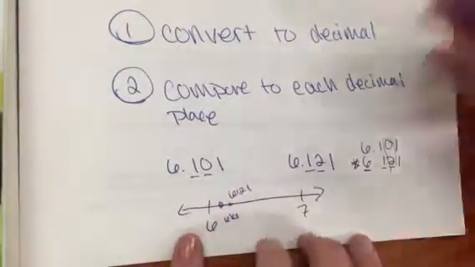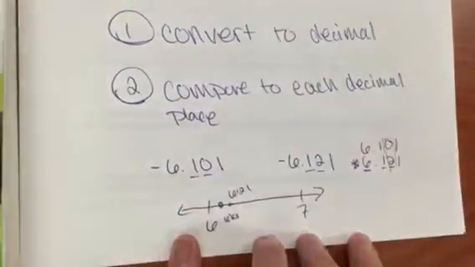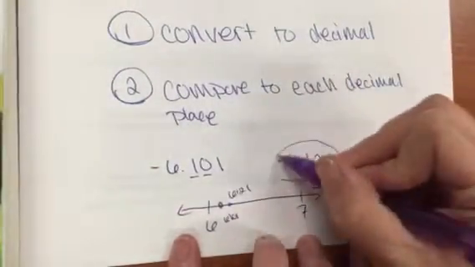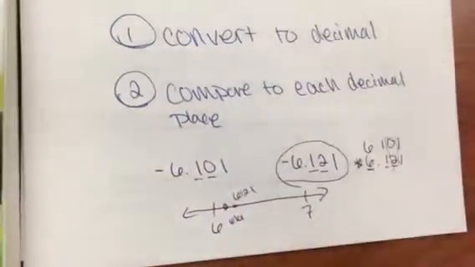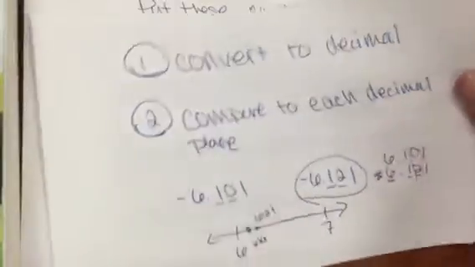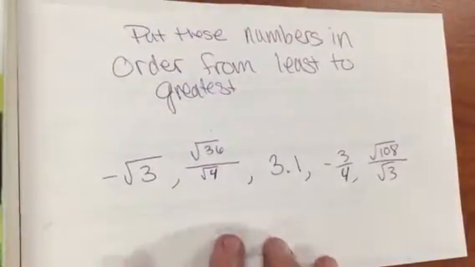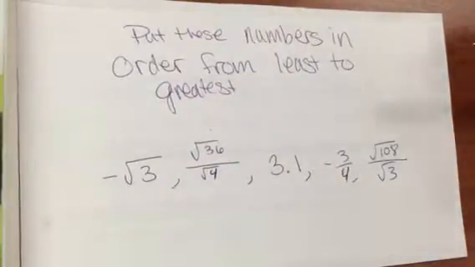Yes, and one thing you have to remember, if these were negatives, this one is actually smaller because it goes further down that negative. Just something to remember: the further to the left it is on a number line, the less it is. Yes. So let's look at an example. Put these numbers in order from least to greatest.